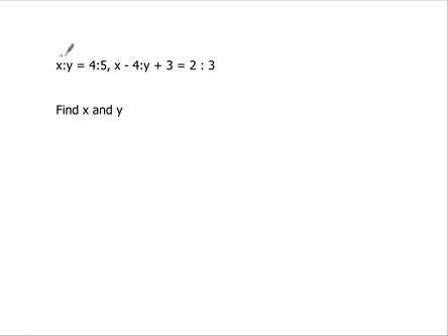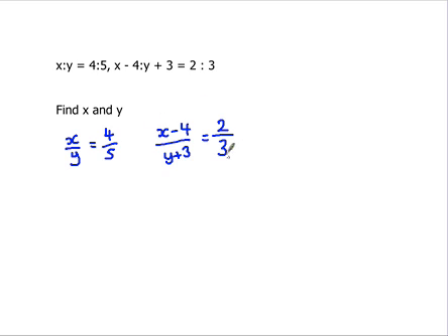Right, so here we've got x to y equals 4 to 5, and then x take away 4 to y plus 3 equals 2 over 3. So let's write both those out. I'm going to switch them straight away to fractions, and we've also got the x minus 4 over y plus 3 equals 2 over 3. So I'm going to kind of mess around with this a little bit and work towards a solution for x and y.